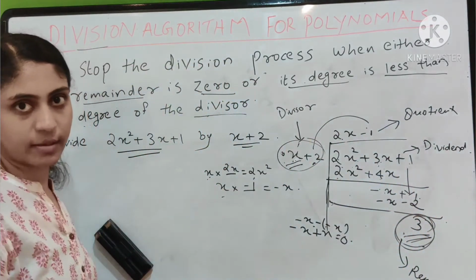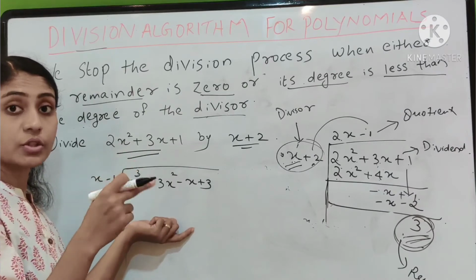See, in the previous example we found the remaining two zeros.